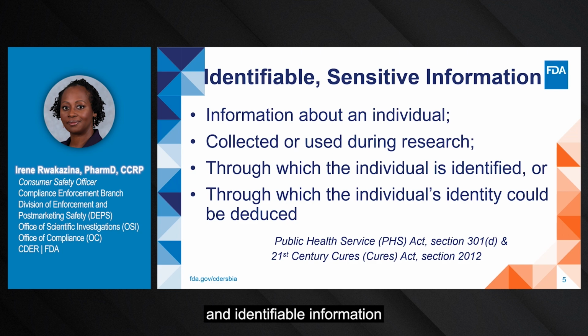And identifiable information isn't limited to a person's name and social security number only. Other information, such as address, birth date, genetic information, and tissue samples, for example, used in combination with other information, may lead to identification of a study participant and would also be considered identifiable.